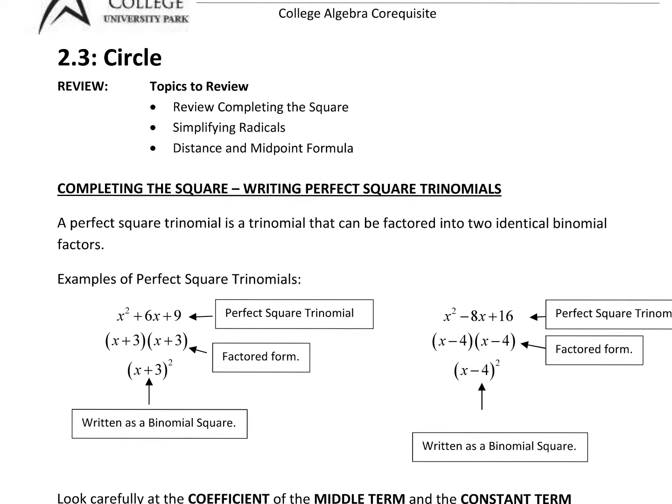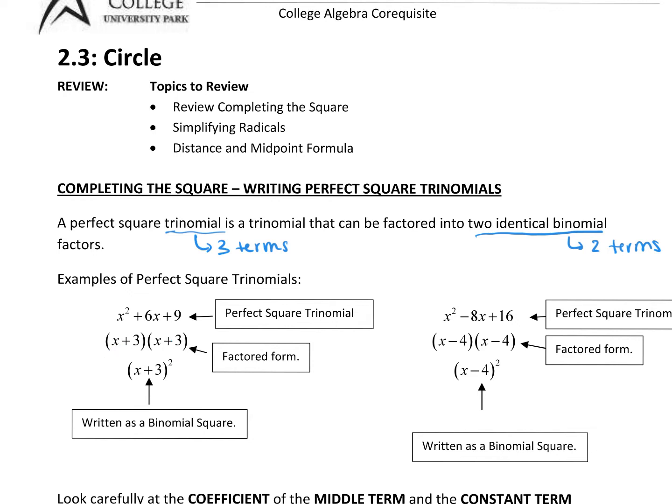And so a perfect square trinomial is any trinomial. By the way, trinomial means that you have three terms in it. So this is any trinomial that can be factored into two identical binomials. Binomial means that you have two terms in it. And they have to be the exact same. So something like this, x squared plus 6x plus 9, can be factored into x plus 3 times x plus 3.